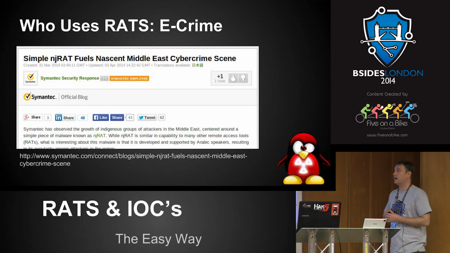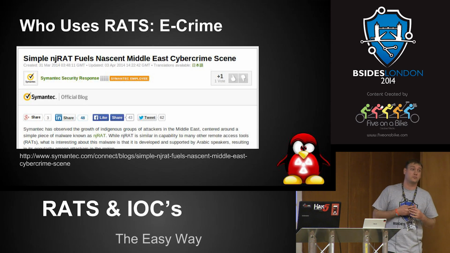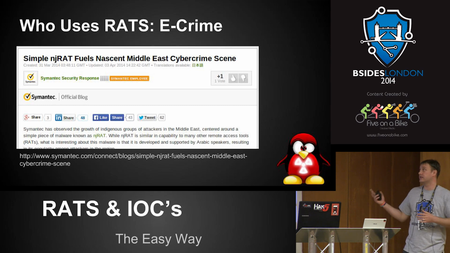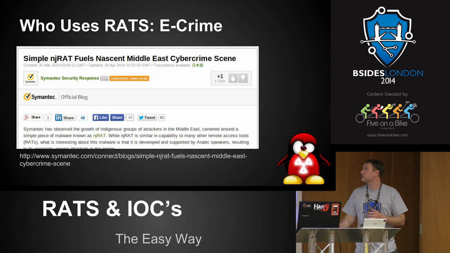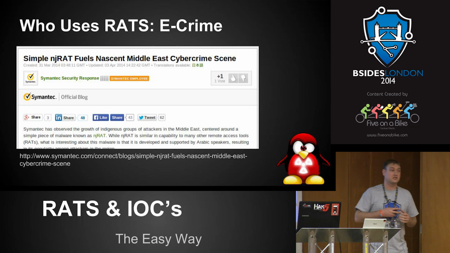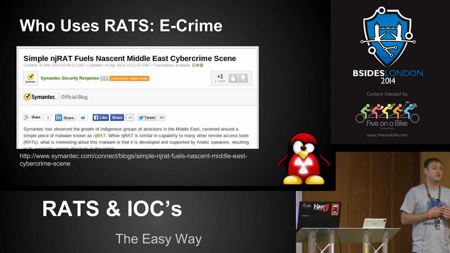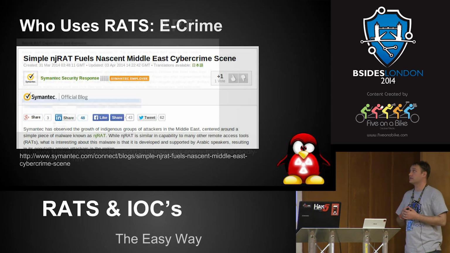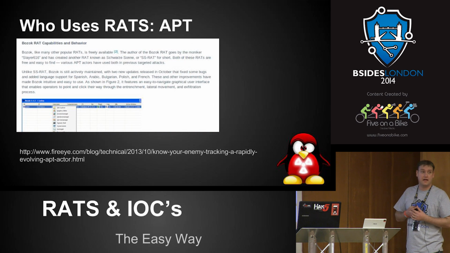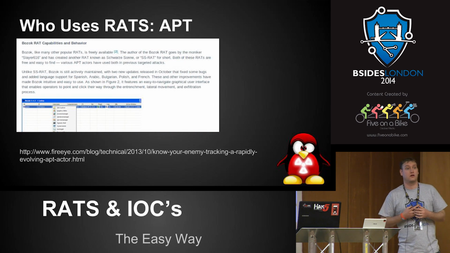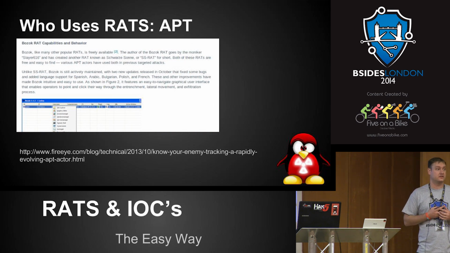E-crime syndicates. So Symantec pushed a report out at the end of last month, detailing this is a publicly available RAT that's out there in the wild. It's being actively used by e-crime groups, and this is massive. APT, anywhere you look in the news over the last year, and you'll see that APT is using RATs.